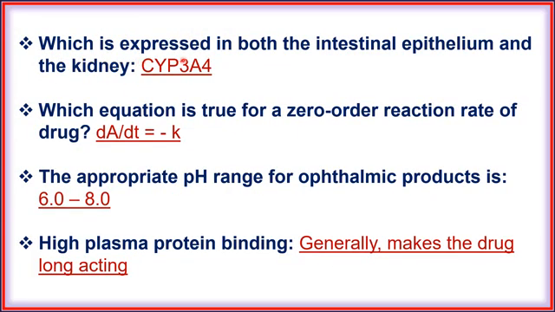Next, which is expressed in both the intestinal epithelium and the kidney? Cytochrome P3A4. Next, which equation is true for a zero order reaction rate of drug? dA by dt equal to minus K. Next, the appropriate pH range for ophthalmic product is 6 to 8. Next, high plasma protein binding generally make the drug long acting.